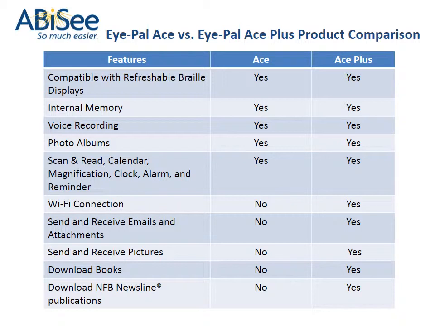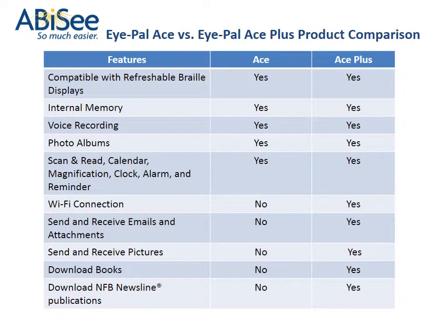Features: compatible with refreshable braille displays, both ACE and ACE Plus. Internal memory, both ACE and ACE Plus. Voice recording, both ACE and ACE Plus. Photo albums, both ACE and ACE Plus. Scan and read, calendar, magnification, clock, alarm, and reminder, both ACE and ACE Plus.